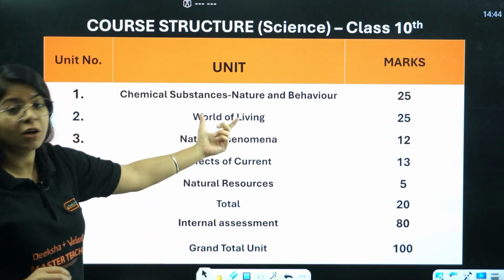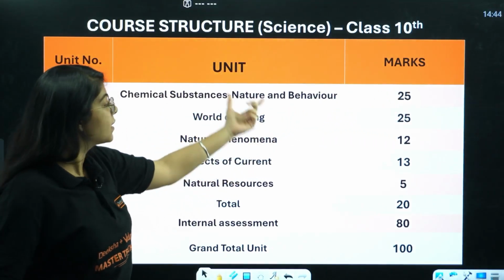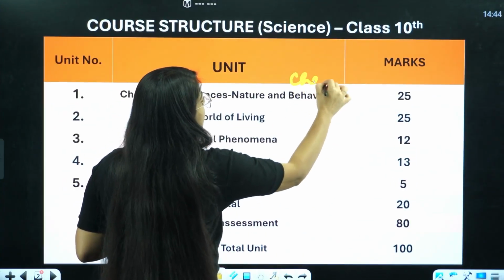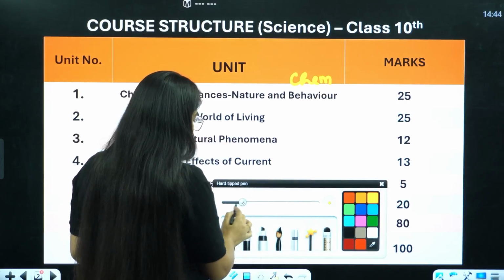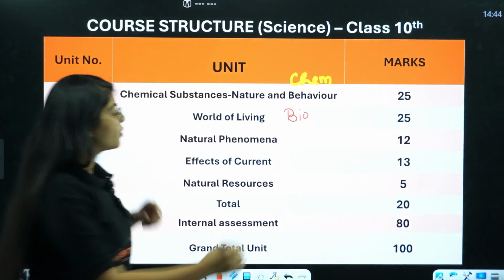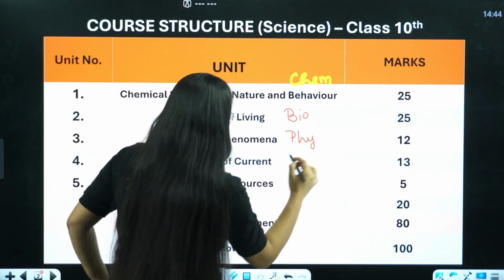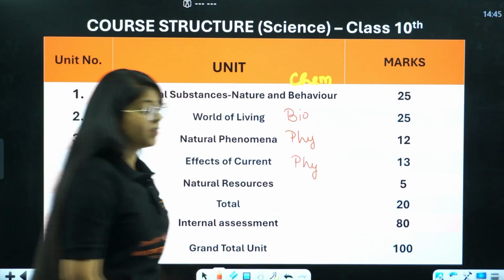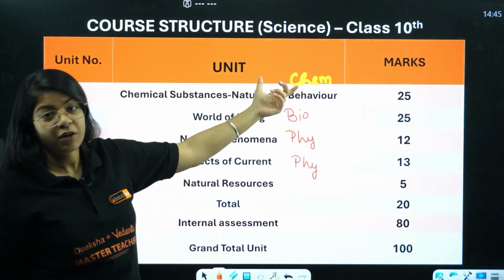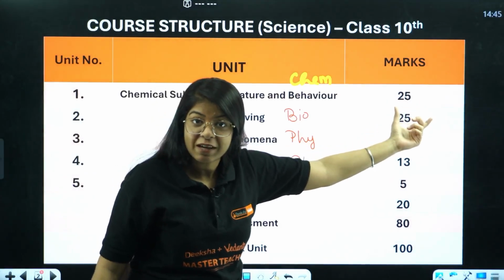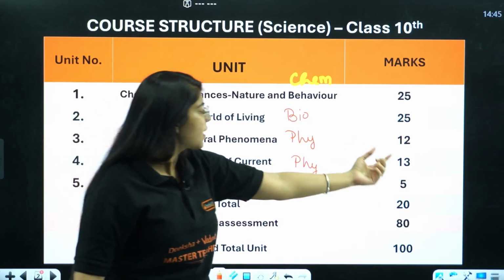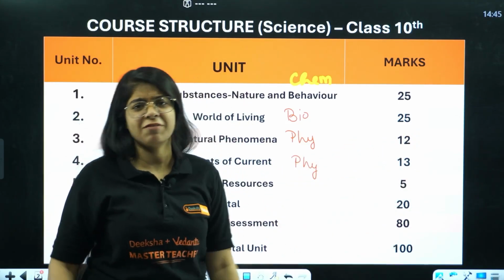Then moving on to the world of living, which is your biology. This is chemistry. Now this world of living will be your biology. Then natural phenomena is your physics, and effects of current is also physics. So we have 2 units of physics, 1 unit of bio and 1 unit of chemistry. From chemistry you will be getting 25 marks of the paper. From bio again 25 marks. From physics again you will get 12 plus 13, again 25 marks of the paper.